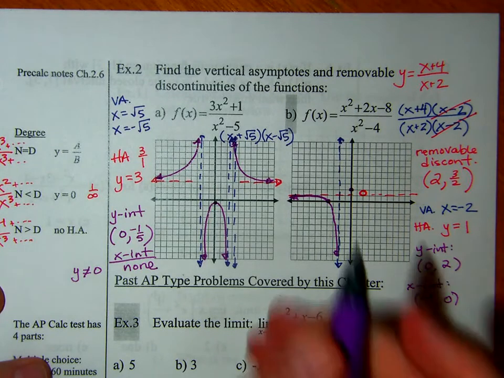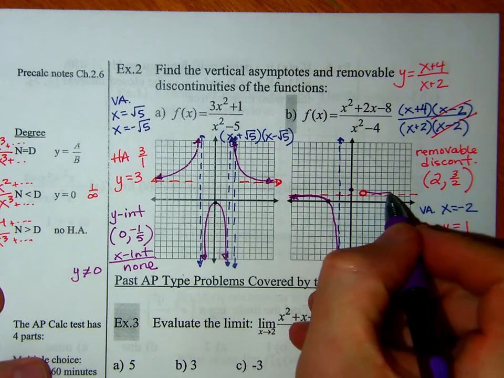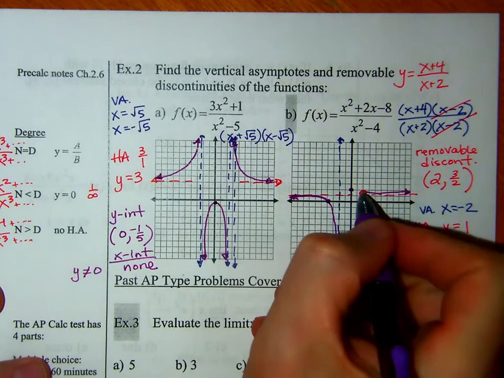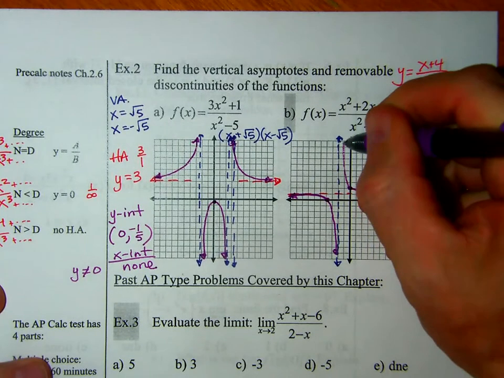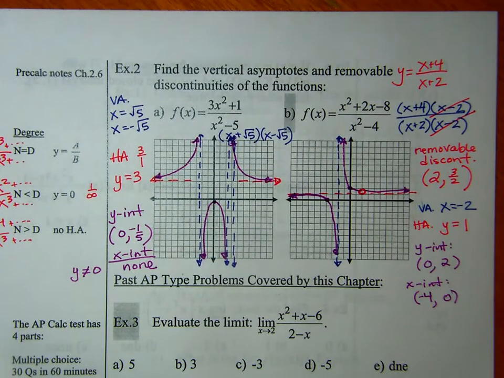Here. This is going to approach that way. That's going to go through there. It has to go through the hole and that y-intercept. Okay, so that's it for the chapter.